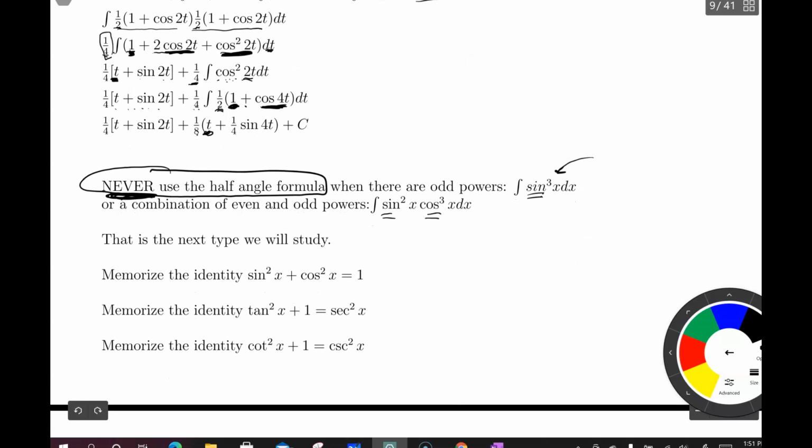All right, so we'll study other types, but make sure that these are very familiar. These top 2 for sure. This one isn't used as much, but you need to know these identities.